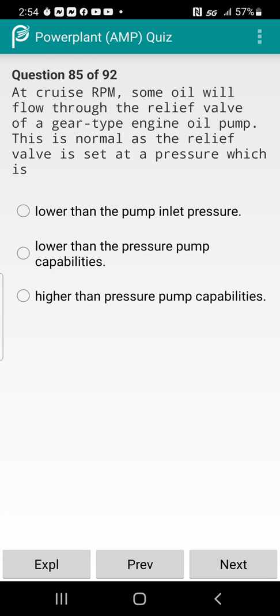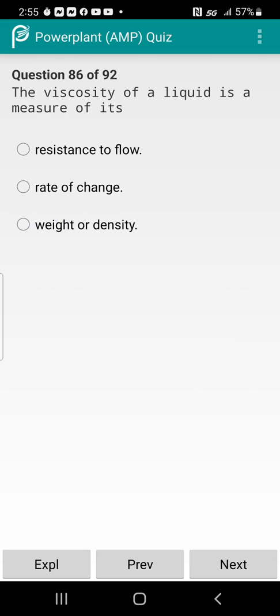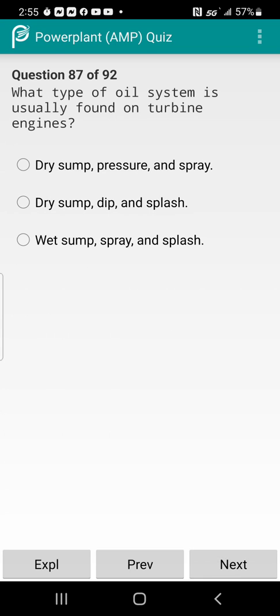At cruise RPM, some oil will flow through the relief valve of a gear-type engine oil pump. This is normal as the relief valve is set at a pressure which is lower than the pressure pump capacities. Hate that I got that wrong because I know it. The viscosity of a liquid is a measure of its resistance to flow.